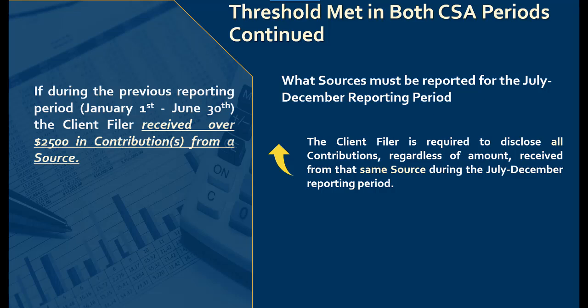So what sources must be reported for the July-December reporting period? The client filer is required to disclose all contributions, regardless of amount, received from that same source during the July-December reporting period.